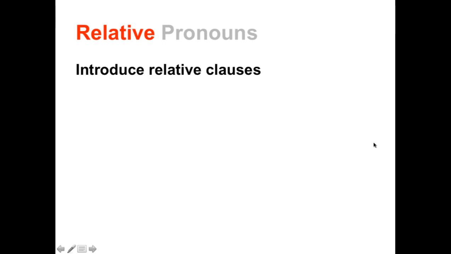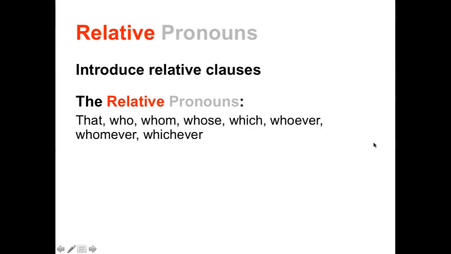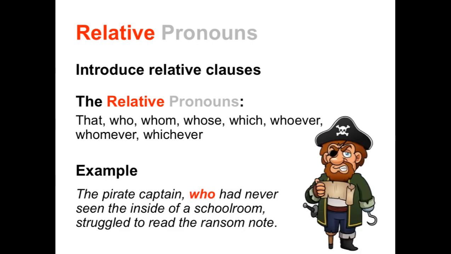Relative pronouns. Relative pronouns introduce relative clauses. Here are the relative pronouns: that, who, whom, whose, which, whoever, whomever, whichever. These pronouns can also function as other types of pronouns. They're only relative pronouns when they introduce relative clauses. And here's an example of a sentence that does that. The pirate captain, who had never seen the inside of a schoolroom, struggled to read the ransom note.